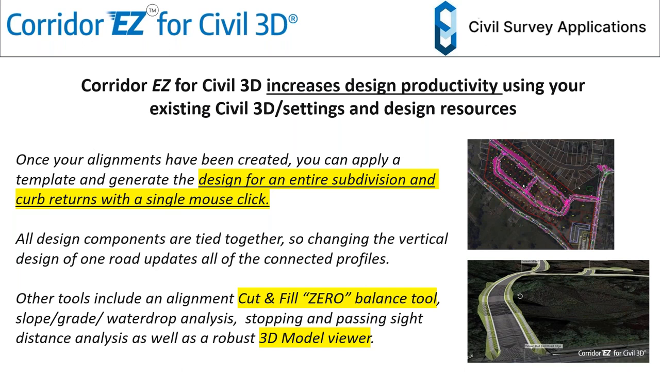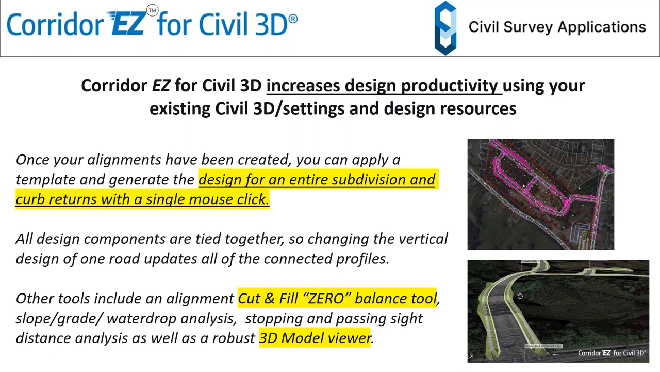So today we're going to focus on showing you how this product can really help you increase your design productivity using the existing Civil 3D settings and resources that you have today. The number one thing we heard at Autodesk University this year was, I can't find and hire people to use it. We've got projects coming in, I just can't find the people with the domain expertise who also know Civil 3D. So what we're suggesting is by adding Corridor Easy, keep the folks that you have and get more productivity out of them by using this tool if you're doing subdivision type design or road networks.